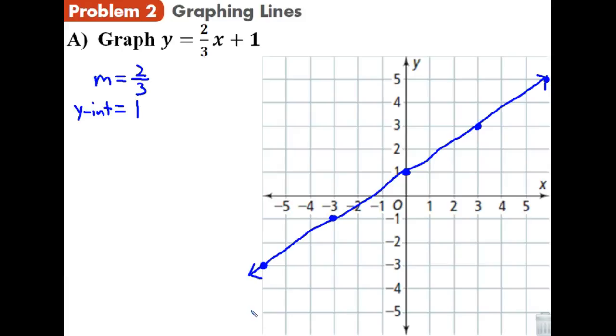Part B is the same idea. Push pause, give graphing it a shot, and then hit play to check your answer.